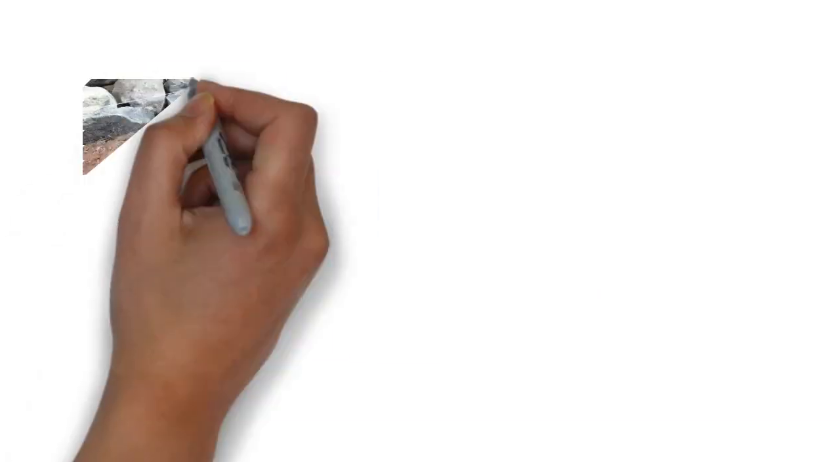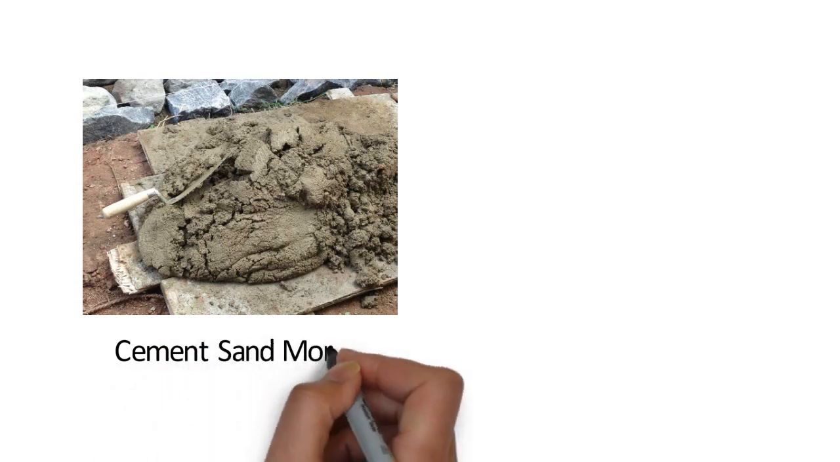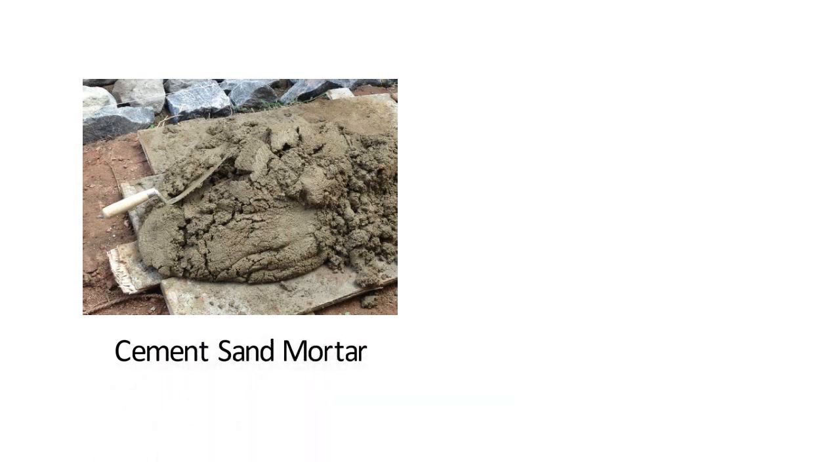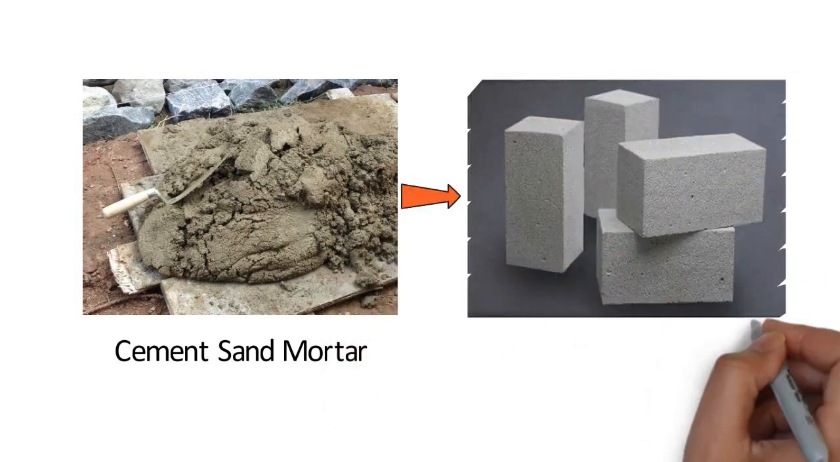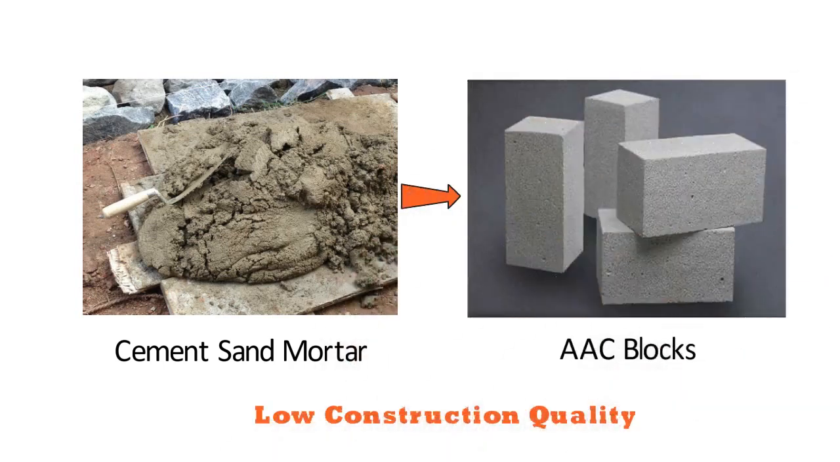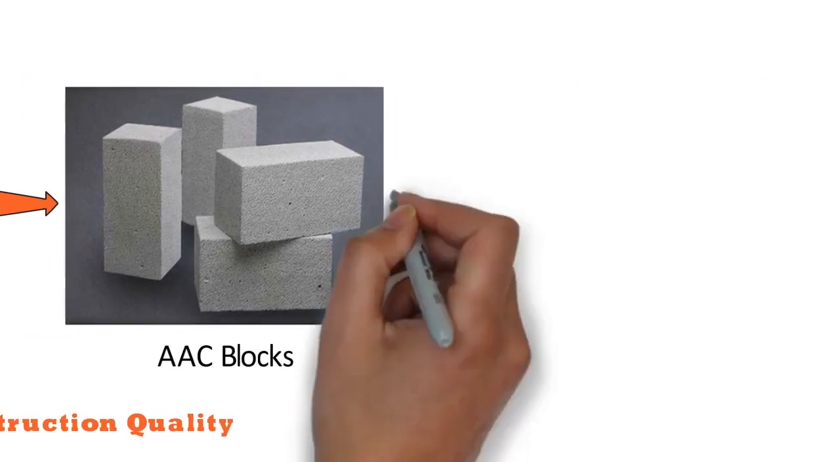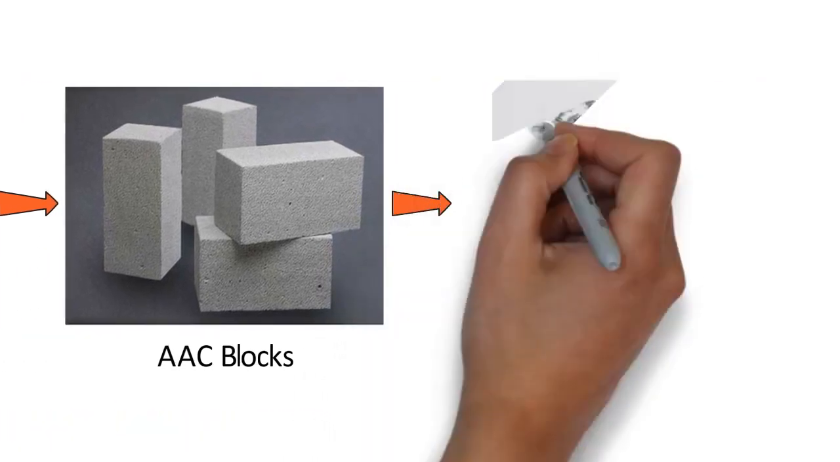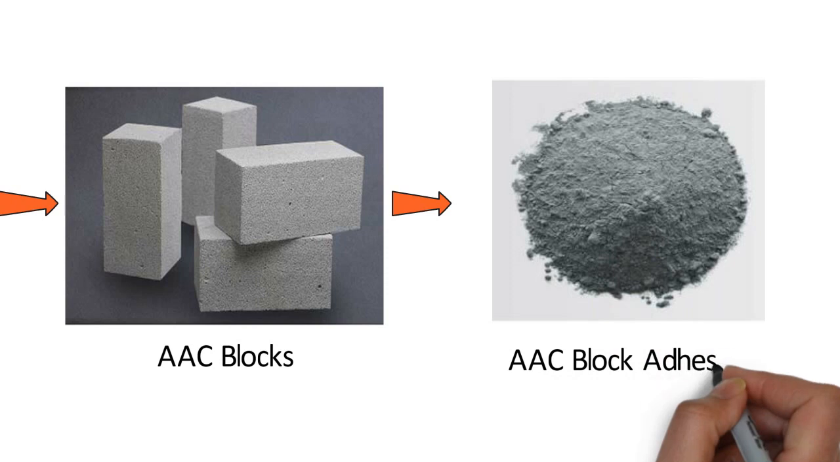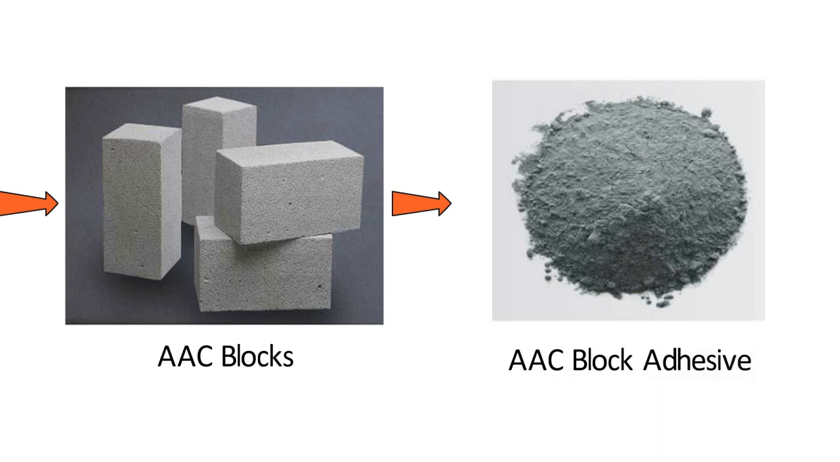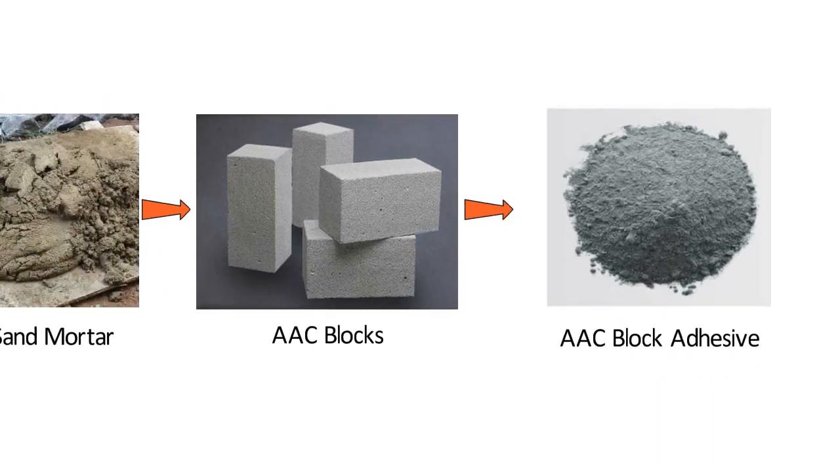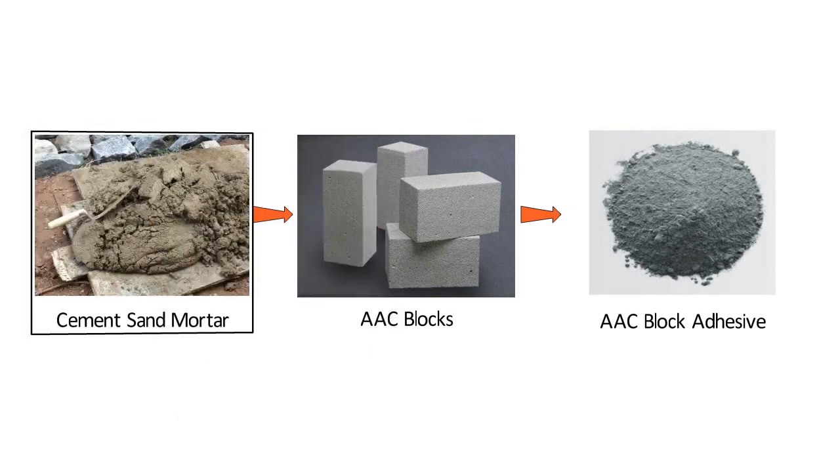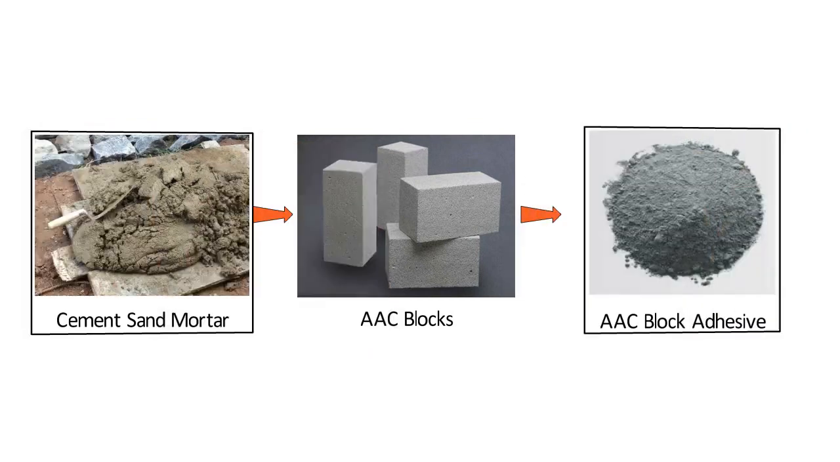For masonry construction, cement sand mortar has been used for many decades. But the use of conventional mortar with recently invented AAC blocks has led to low construction quality due to their mismatched properties. Hence, special adhesives have been formulated to match the properties of AAC blocks. So in this video, we will compare cement sand mortar with adhesive for AAC block masonry.